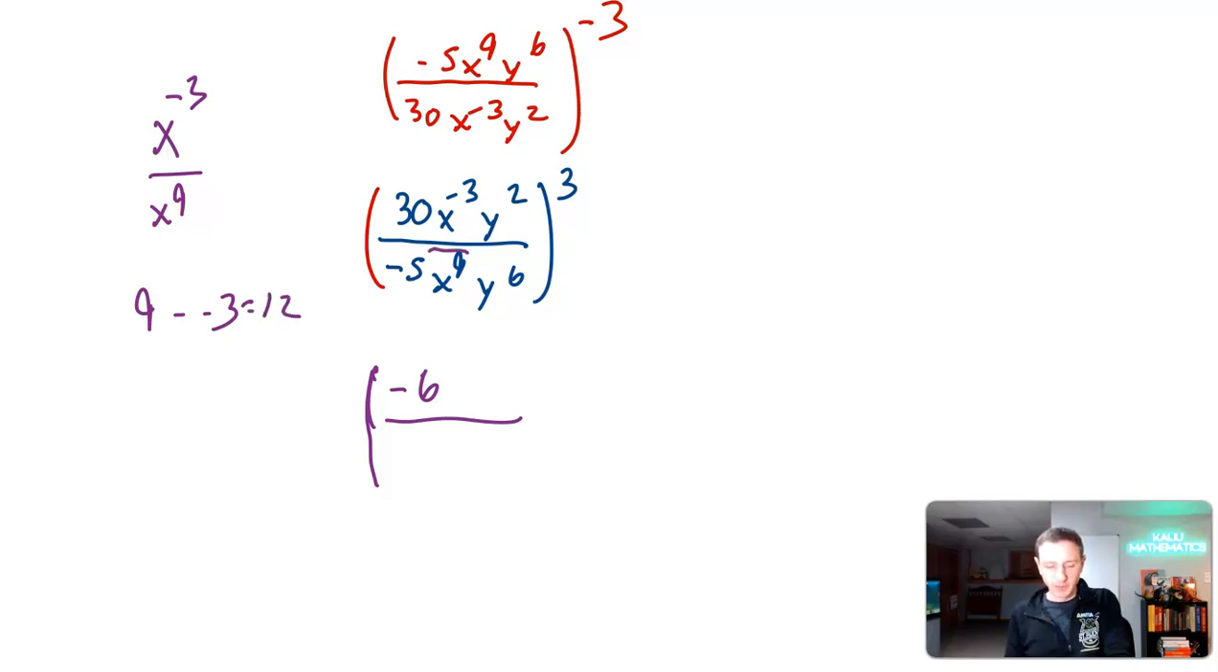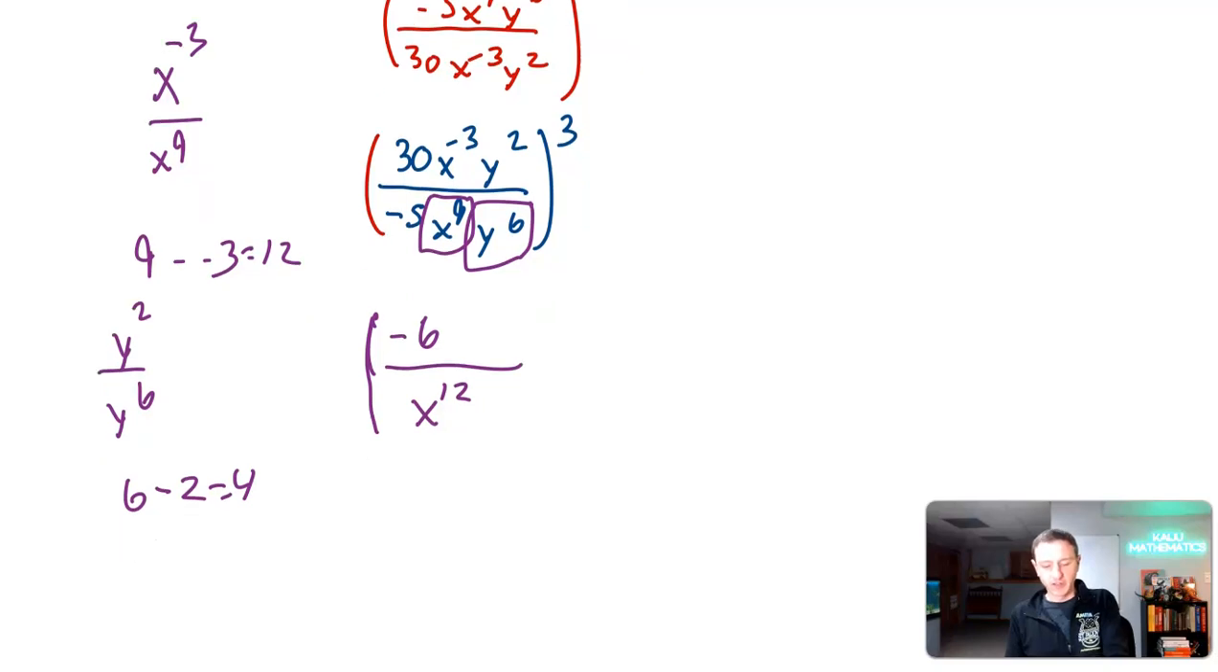Where is the bigger exponent? It is on the bottom. So I'll have x to the 12th on the bottom. And then I have y to the second over y to the 6th. Where's the big exponent? Big exponent is 6 minus the small exponent of 2. 6 minus 2 is 4. Where is the bigger exponent? The bigger exponent is in the denominator again, on the bottom. So y to the 4th on the bottom. And that is all raised to the 3rd.